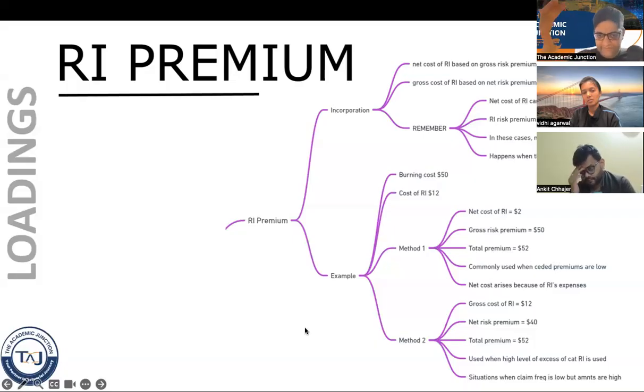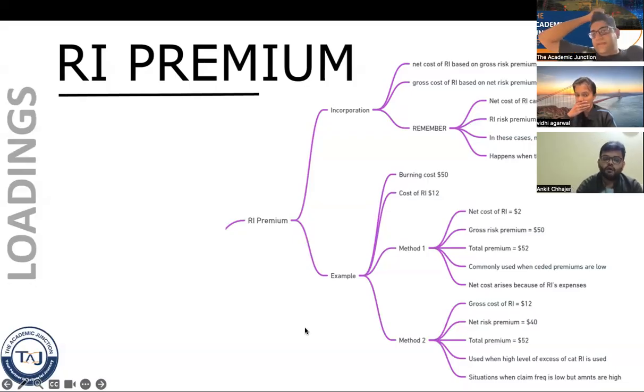In the second method, which is the gross cost of RI based on net risk premium, it is used when there is a very high level of excess or a cat RI that's being placed and things like that, right? So think of it as a very XOL driven pricing mechanism. And it is often used when the claim frequency is low, but the amounts are very high, right? It's just a method of accounting, right? Instead of saying 1 plus 2 equal to 3, we are saying, yes, 1 plus 2 equal to 3, and then 2 plus 1 equal to 3, right? That the answer 3 does not change however you're calculating. It's just that the situation when you use 1 plus 2 and the situation where you use 2 plus 1 changes.